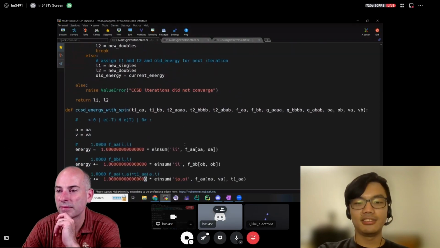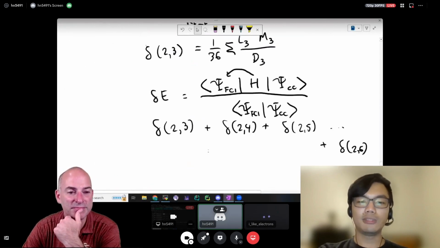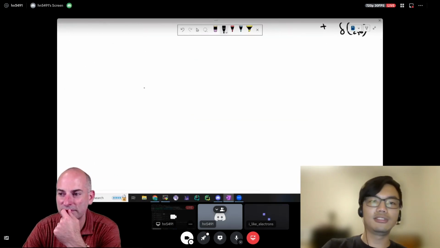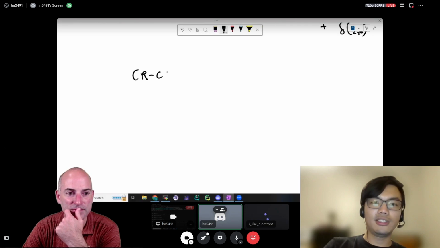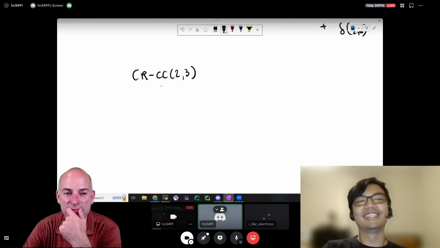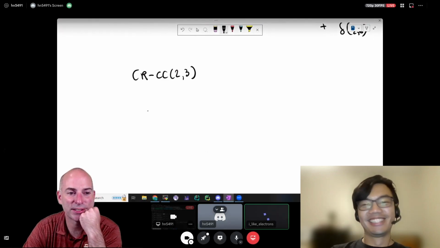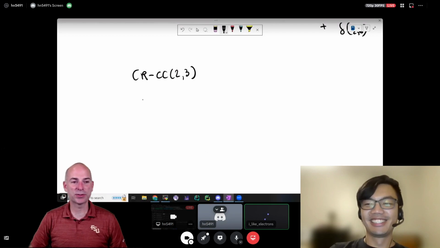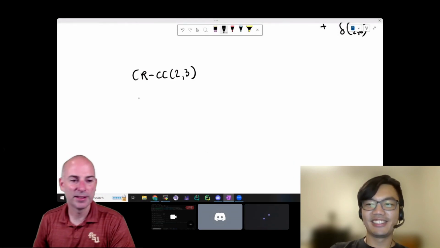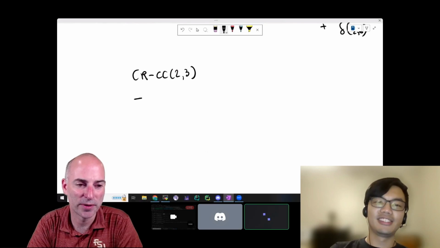Awesome. Yep. So there you go. In summary, CR-CC(2,3) is very easy to code with pDaggerQ. Don't do this by hand. Well, I mean, it's easy to generate the expressions, but hooking it all into a full workflow is still not trivial. Yep.